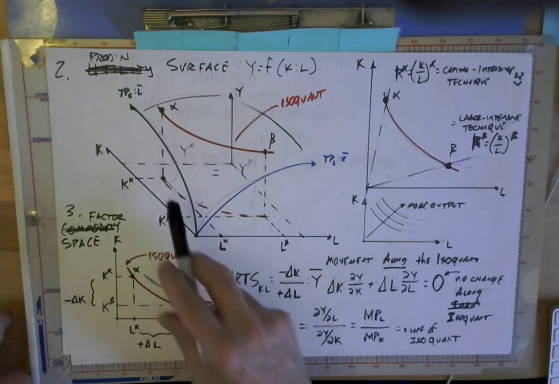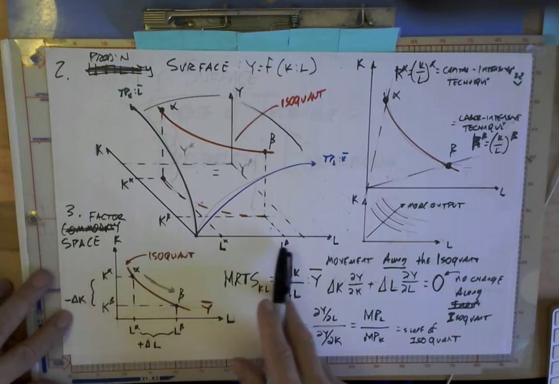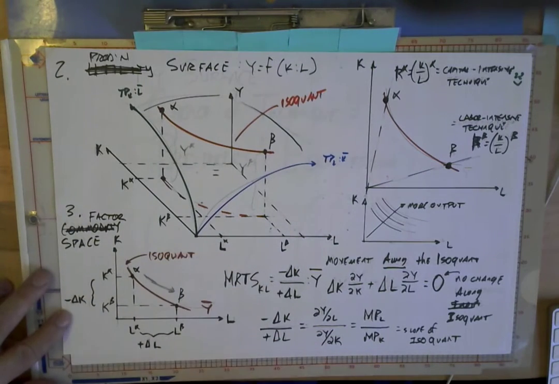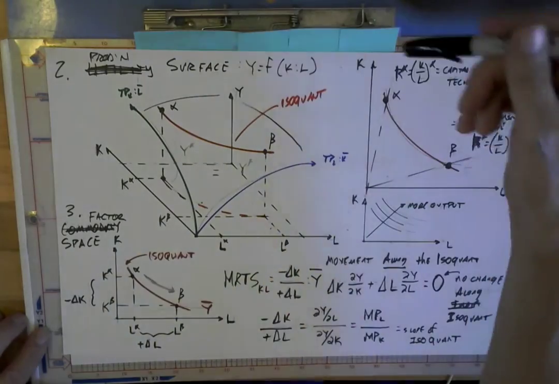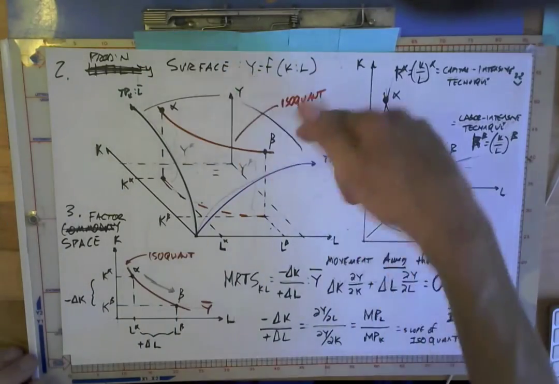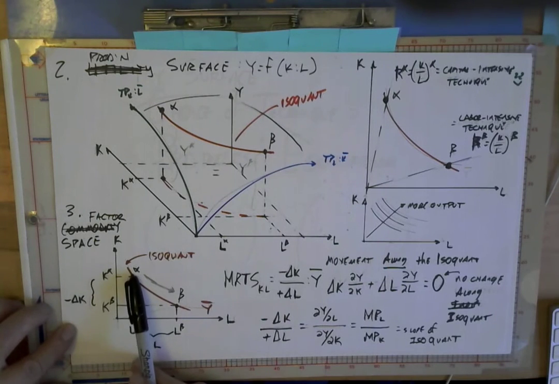An isoquant is defined as a locus of different techniques, different ratios of capital and labor, that is going to yield the same output. So it's going to be a constant slice out of the production surface. When we look at that in factor space, we have our isoquant and the different techniques: the capital intensive technique alpha, and the labor intensive technique beta.